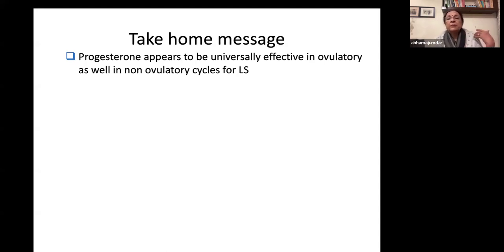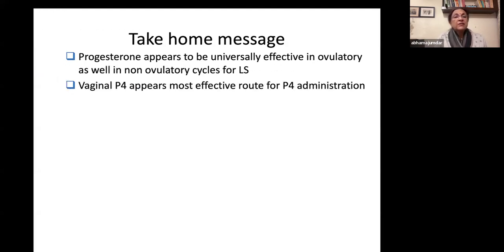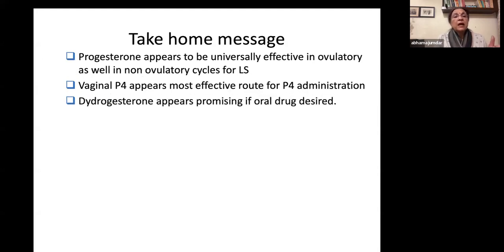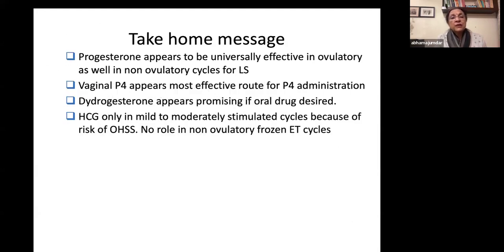So whether you have made the patient ovulate and then you use progesterone, or you don't make her ovulate, just for frozen embryo transfer, you are inducing, progesterone is the hormone which will make the endometrium and the window of implantation for the patient. Vaginal progesterone appears the most effective route for progesterone administration. Dydrogesterone appears promising if oral drug is desired. HCG only in mild to moderately stimulated cycles because of the risk of OHSS. It has no role in non-ovulatory frozen embryo transfer cycles.